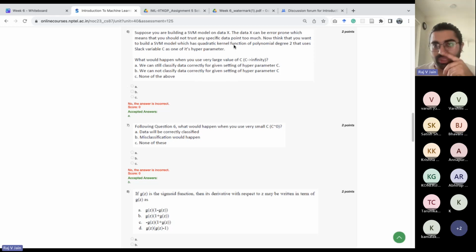Whatever data you give, it'll try to classify. We don't know how it will perform on the outside, on the validation and so on. But whatever data you give it for training, it'll be able to classify it almost correctly.